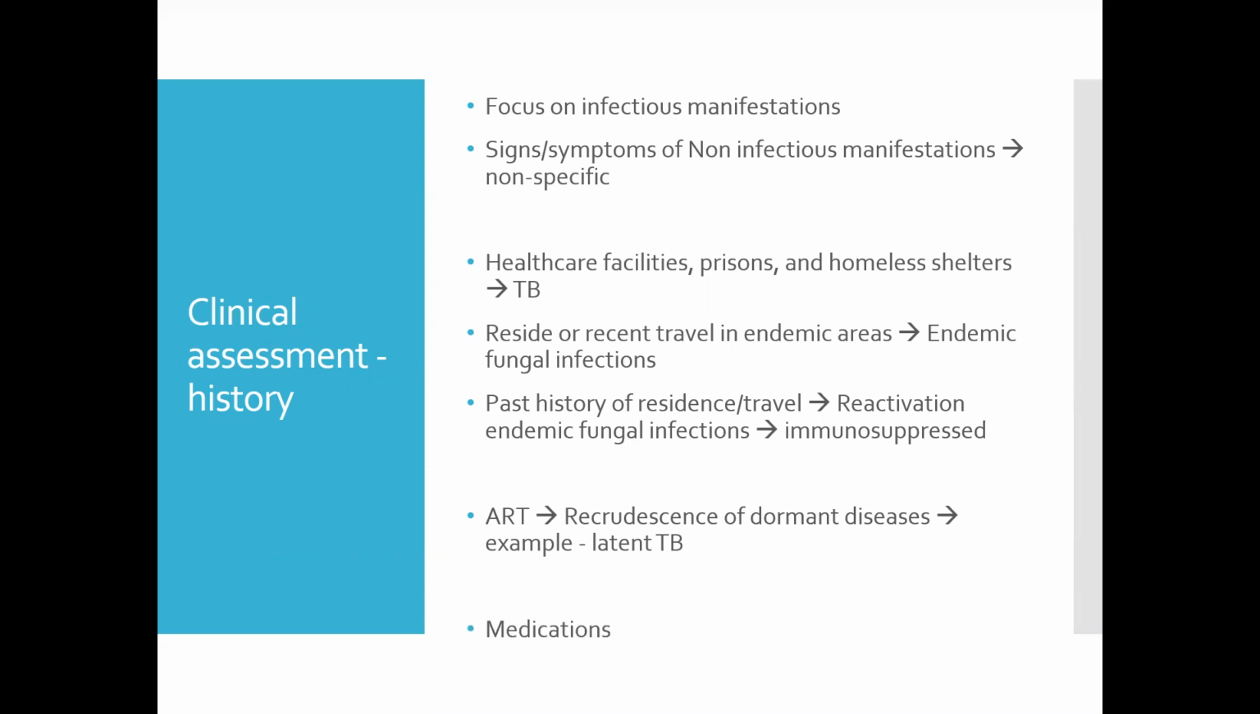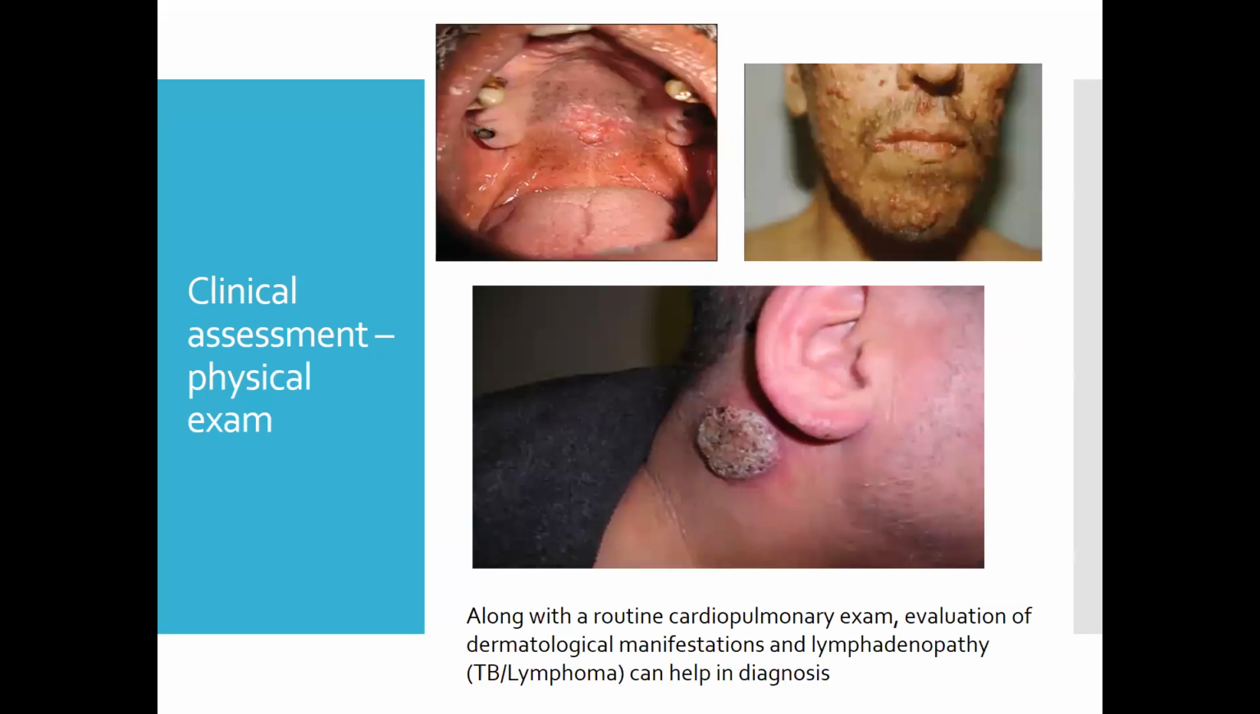And lastly, in terms of history, it's always important to know what medications a patient is on, specifically other immunosuppressant medications, because some of these can carry a risk of pulmonary toxicity. Now, once we have a patient, we've tried to tease out the history part of the encounter.